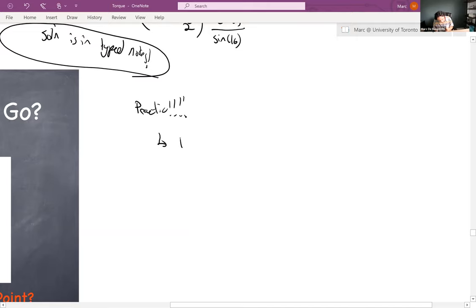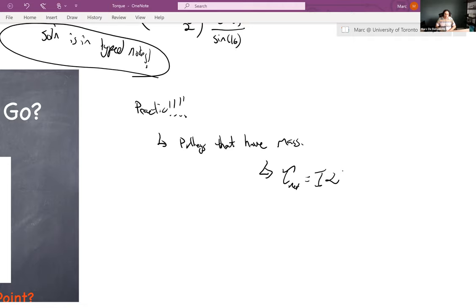Specifically, maybe look at pulleys that have mass. Your book does a really good job at showing you an example of a pulley that is not massless. Up until now, we've assumed that pulleys are massless. And when a pulley is not massless, then part of the force from the rope has to go into accelerating the mass of the pulley as it rotates. So that has to be considered as well. And this you can use with tau net equals I alpha. So I would encourage you to go back. Please look at the textbook for pulley questions where there are pulleys that do have a little bit of mass.